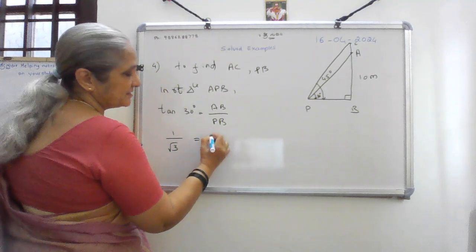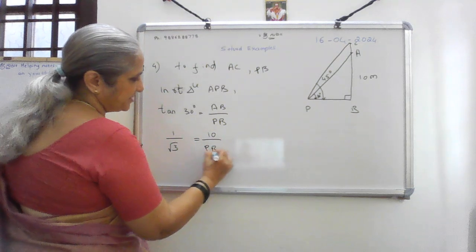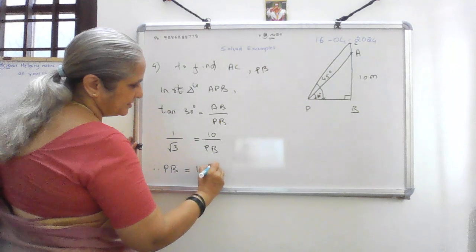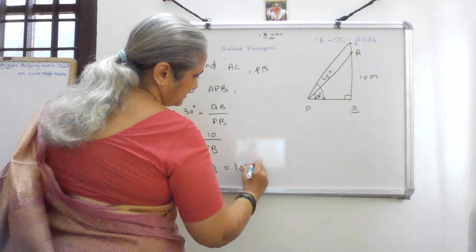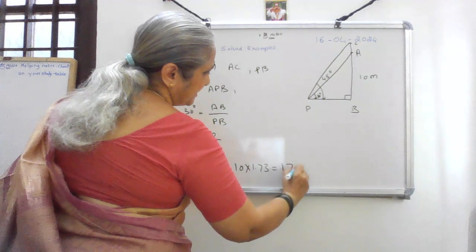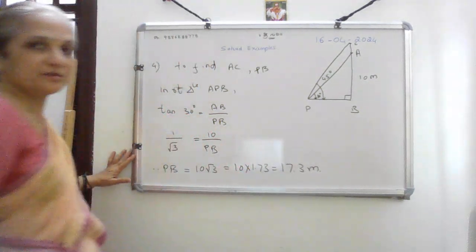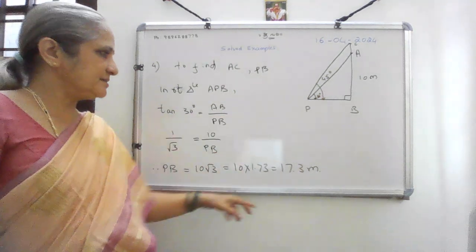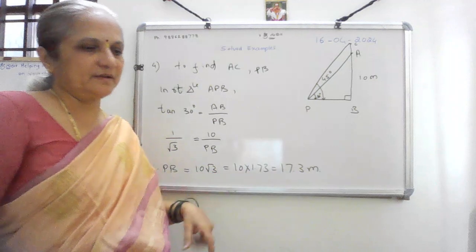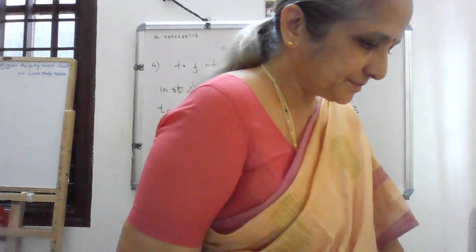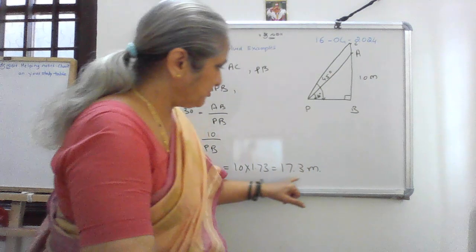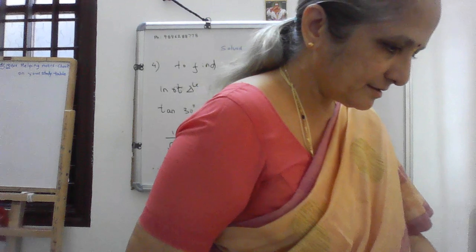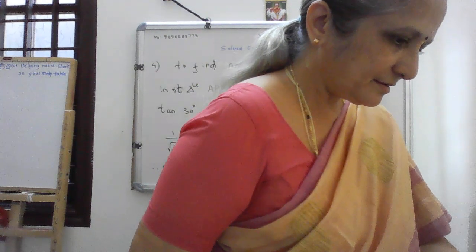This is equal to AB, which is given as 10, divided by PB. Therefore PB is equal to 10 root 3, that is 10 into 1.73, that is 17.3 meters. So the distance of the point P from the foot of the building is 17.3 meters. And next, what should we find? We have to find the length of the flag staff.